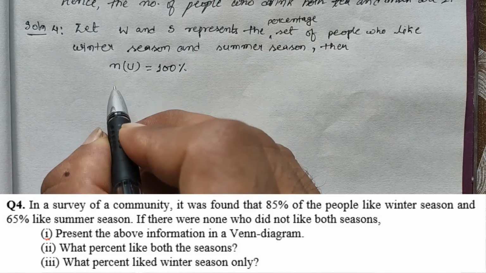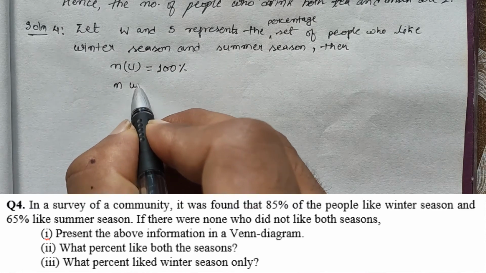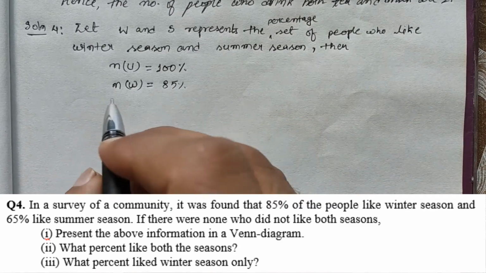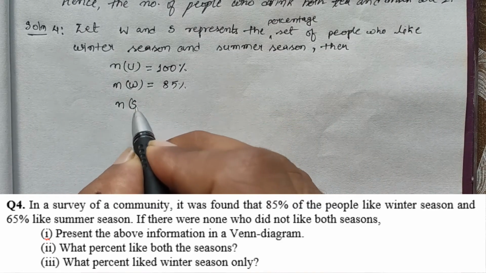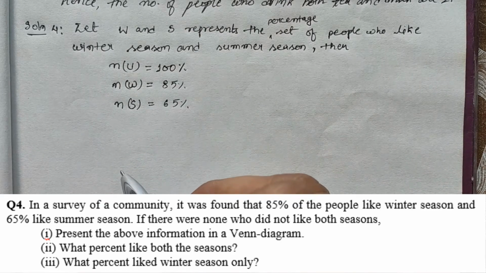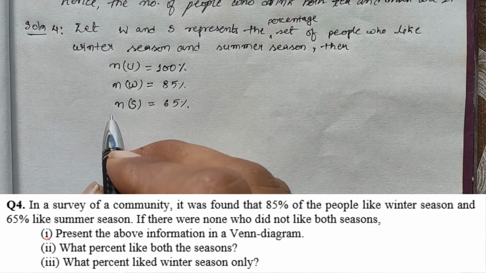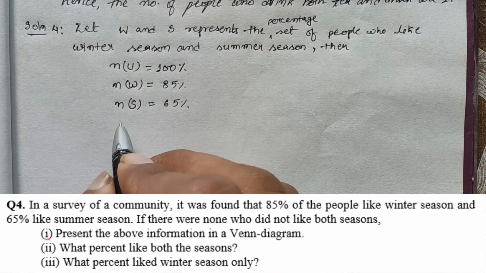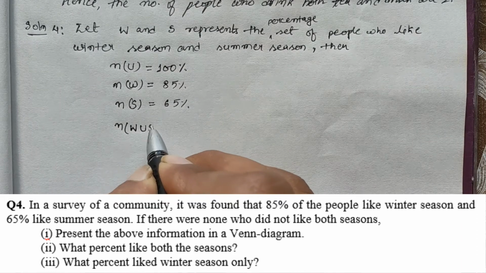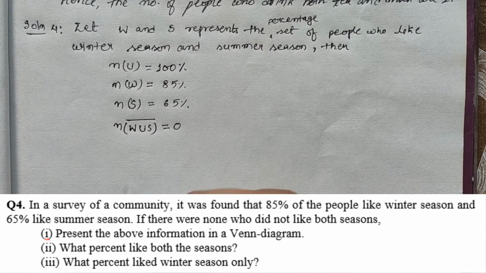Again, what is given there? People like the winter season, so n(W) is how much? n(W) is 85%, and n(S), those who like the summer season, is 65%. Okay, and another thing is given there. If there were none who did not like both seasons, it means n((W union S) complement) is 0. This is also given, so you have to write it.